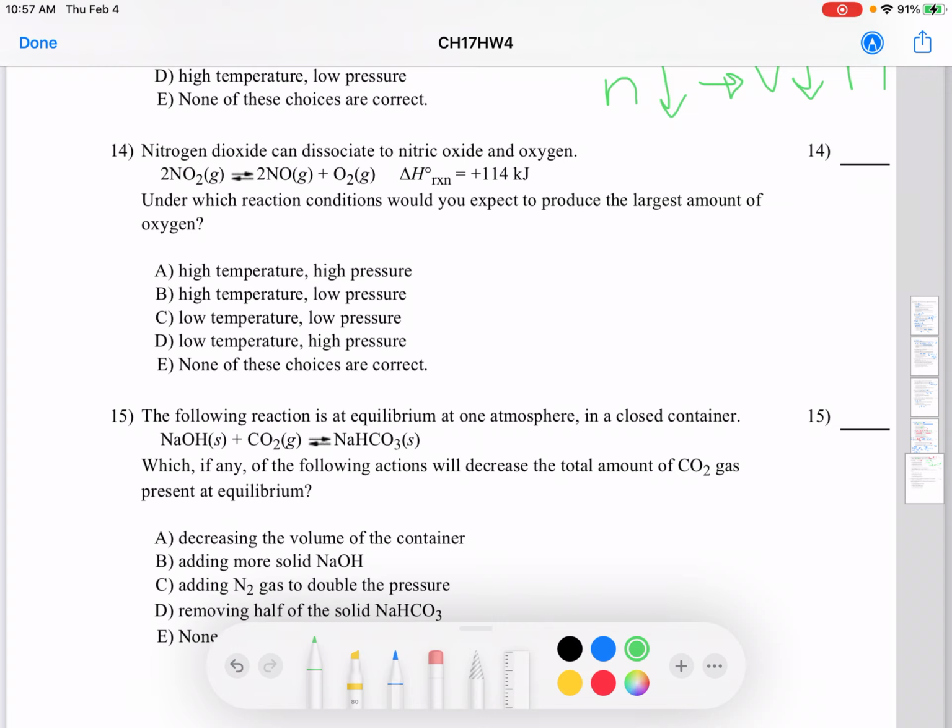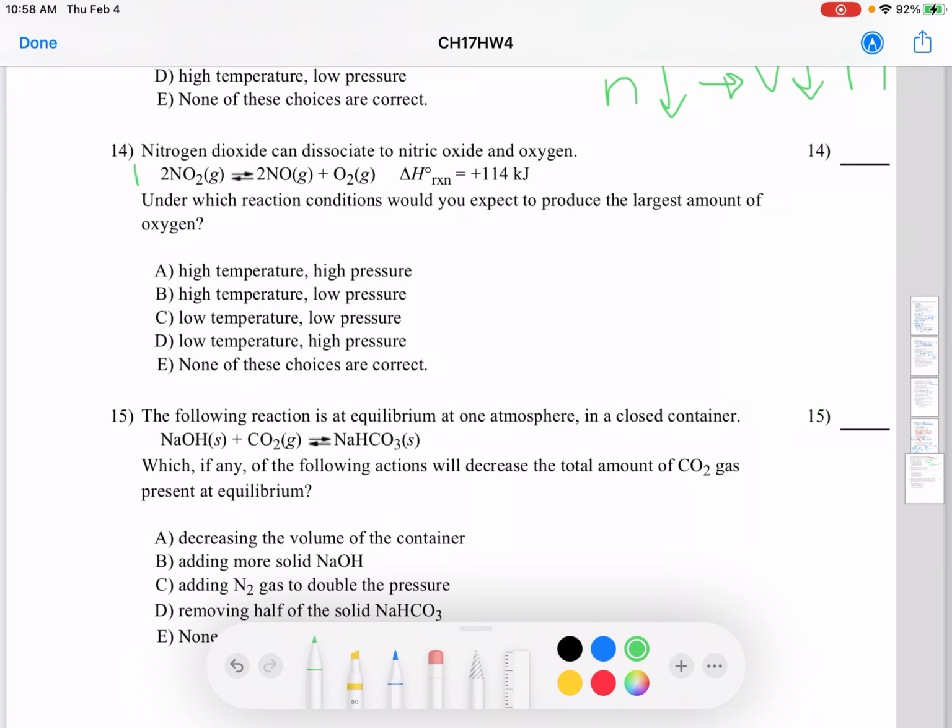Nitrogen dioxide can dissociate to nitric oxide and oxygen. Under which reaction conditions would you expect to produce the largest amount of oxygen? Now this one has a delta H given as positive 114 kilojoules. Tell me, is it going to be exothermic or endothermic? Endothermic. Where do you find your heat, in the reactant or the product? It's a reactant, right?